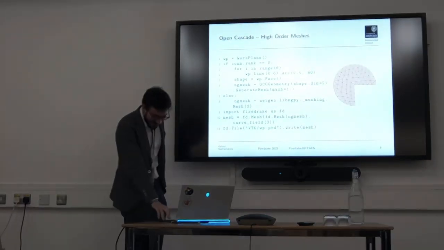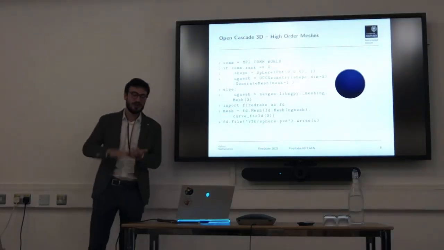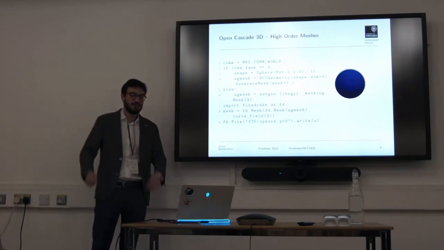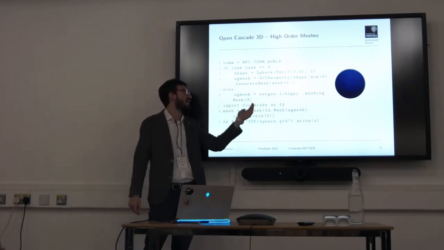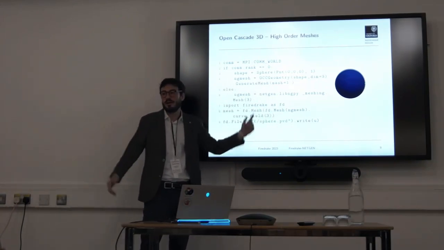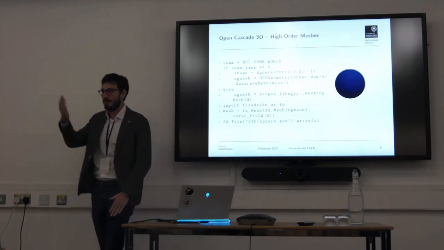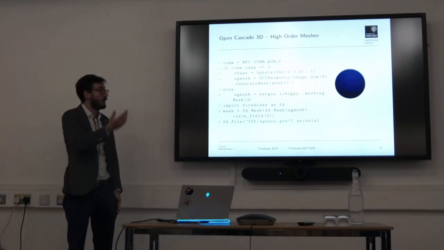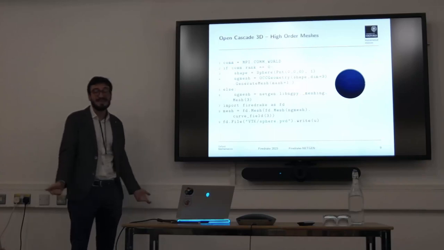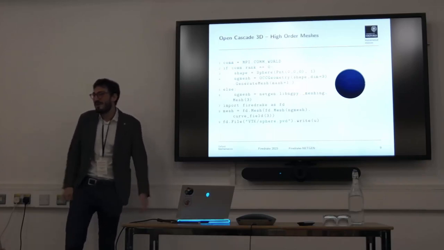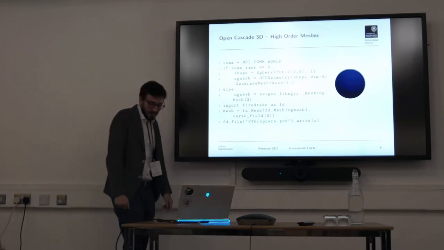Okay. High order meshes, you can do a sphere, you can do... You describe your geometry with Open Cascade. You tell how much bending, how many elements you want to represent it. You can do, I don't know, I think I tested up to order 20. After that, I don't know, but up to order 20 it works.